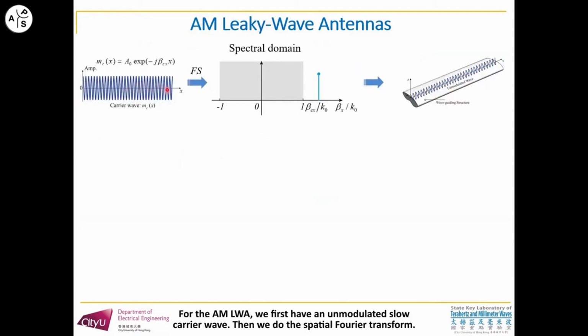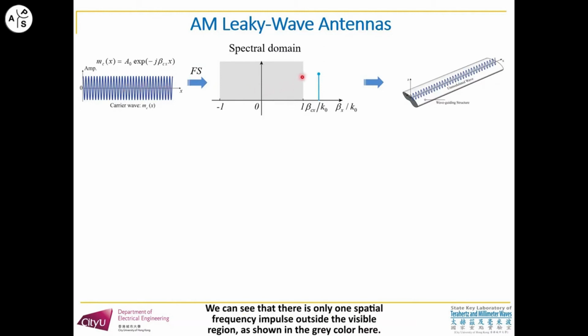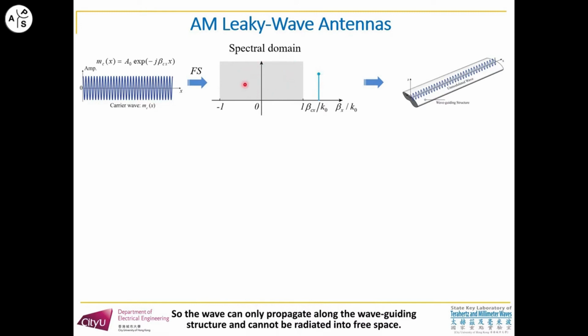For the amplitude-modulated antenna, we first have an unmodulated slow carrier wave. Then we do the spatial Fourier transform. We can see that there is only one spatial frequency impulse outside the visible region, as shown in the gray color here. So the wave can only propagate along the waveguiding structure and cannot be radiated into free space.